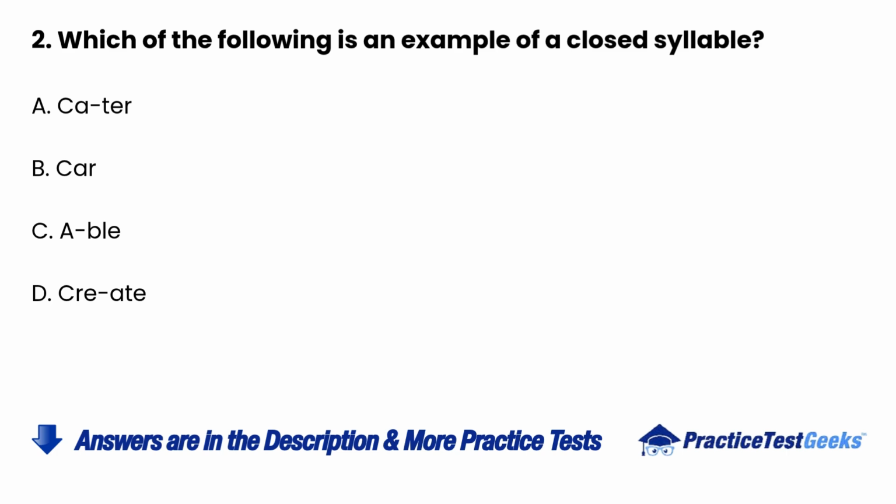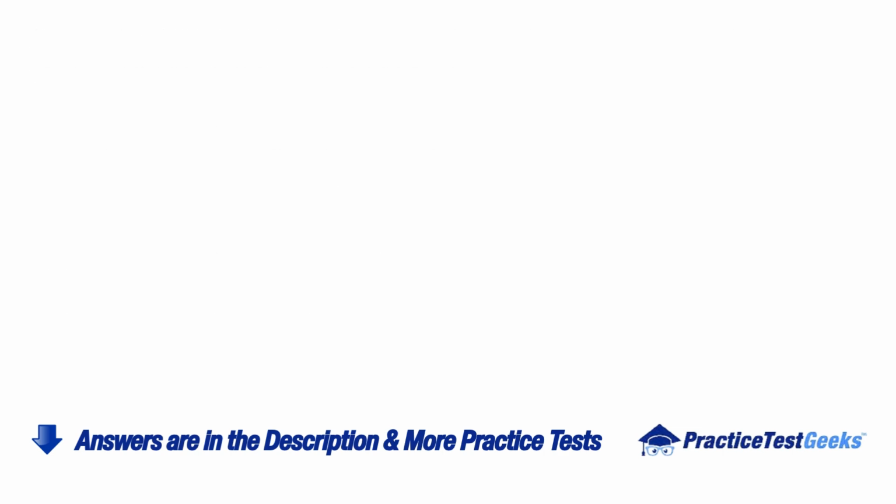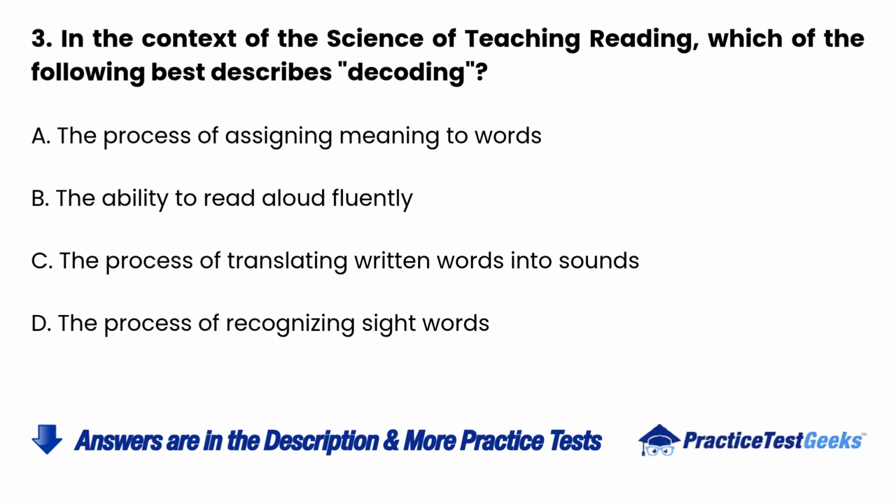2. Which of the following is an example of a closed syllable? A. Cater. B. Car. C. Able. D. Create.